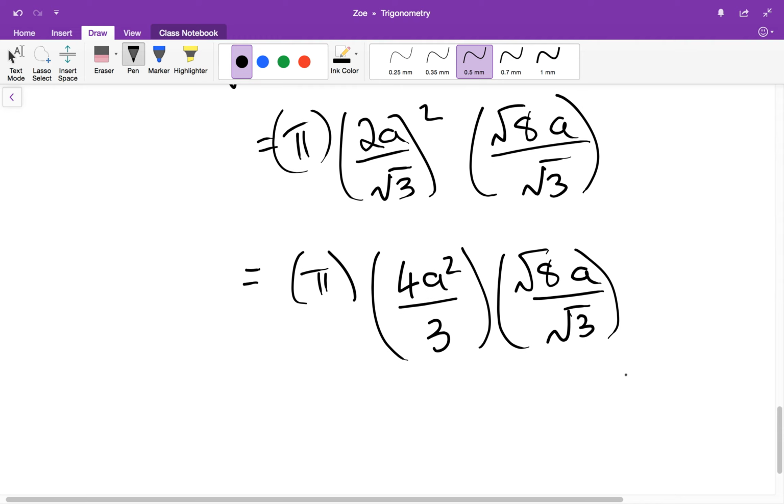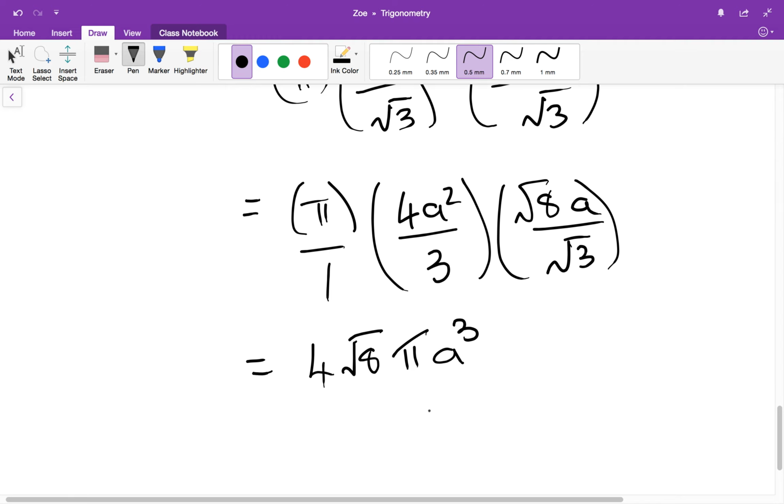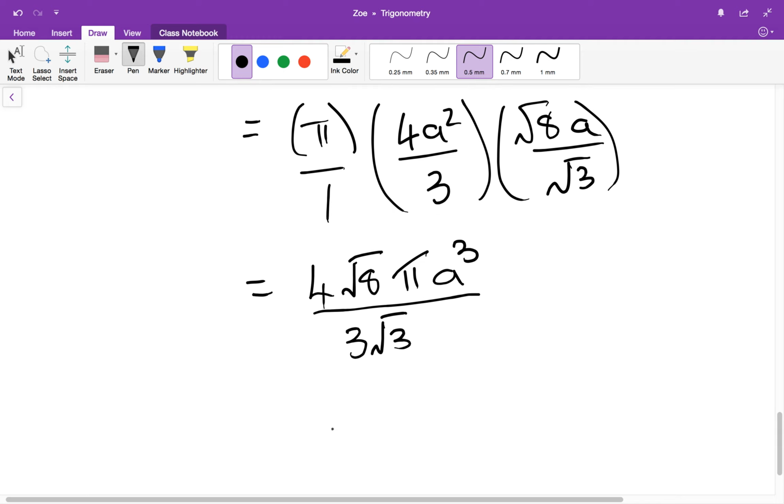So it's multiplication of fractions, so we're going to put this over 1, and we're going to do top by top, bottom by bottom. So we have 4 square root 8, we have pi, and then we have a cubed. And that's over 1 by 3 by square root 3, which is just 3 square root 3. So I'm going to take this number out: 4 square root 8 over 3 root 3, and then multiplied by pi a cubed.